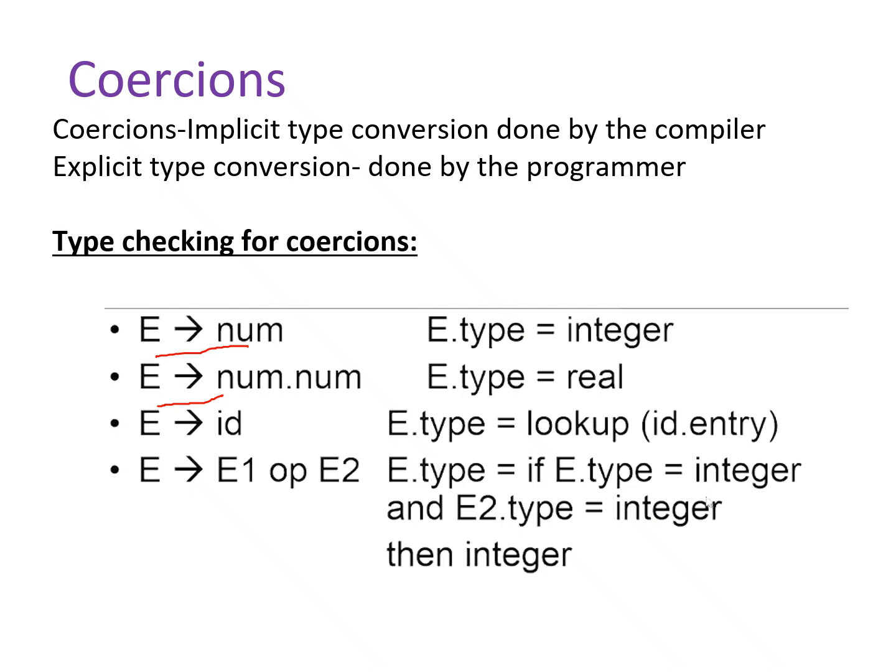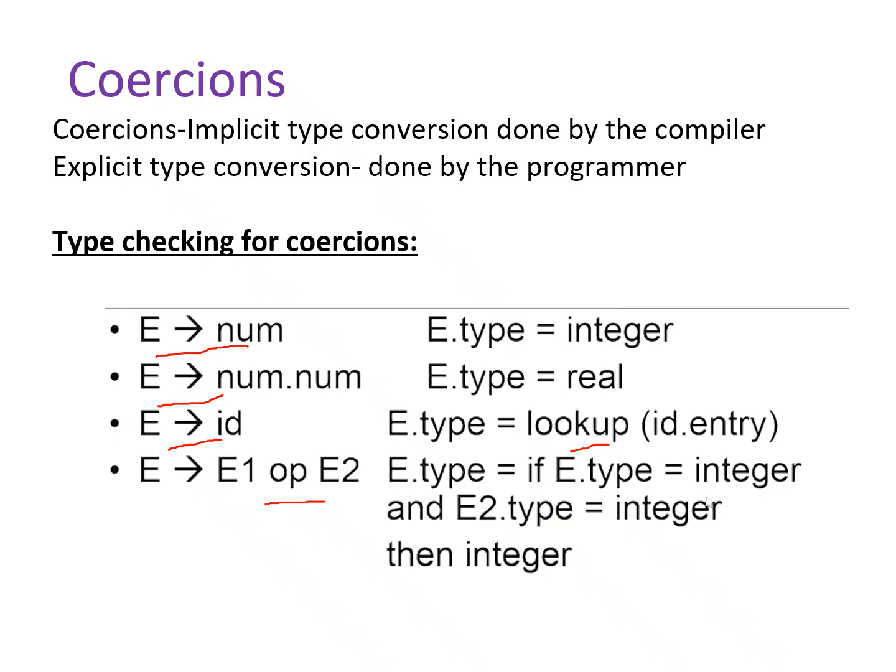Or if you are having something like E tends to id, which we have already seen in the previous case, then this e.type will create a symbol table where it performs some entry into that symbol table. Next is E tends to E1 operator sum E2, which means that if e1.type and e2.type are found to be integer, then e.type is also an integer.